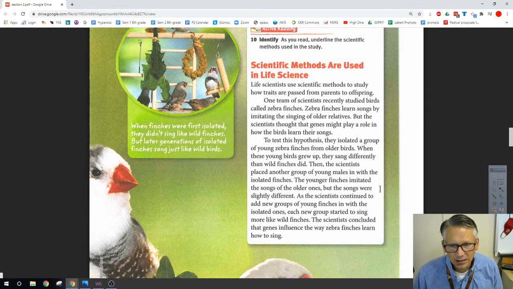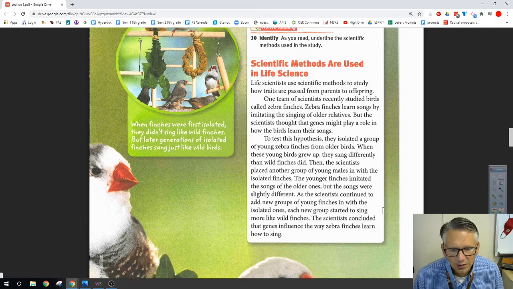To test the hypothesis, they isolated a group of young zebra finches from older birds. When the young birds grew up, they sang differently than wild finches did. Then the scientists placed another group of young males in with the isolated finch. The younger finches imitated the songs of the older ones, but the songs were slightly different. As scientists continued to add new groups of young finches with the isolated ones, each group started to sing more like wild finches. Scientists concluded that genes influence the way zebra finches learn how to sing.